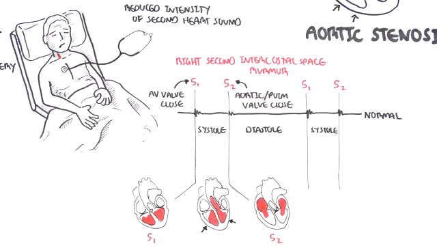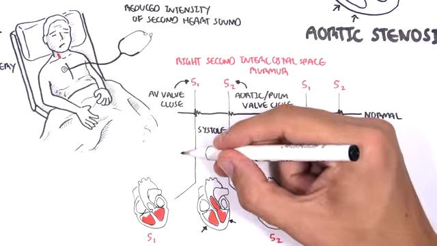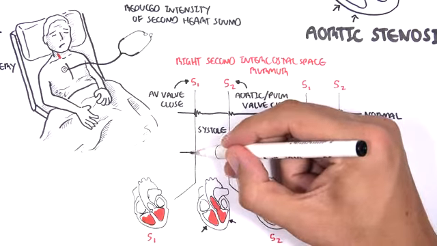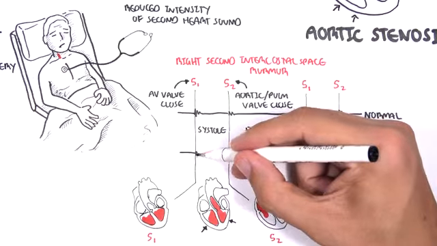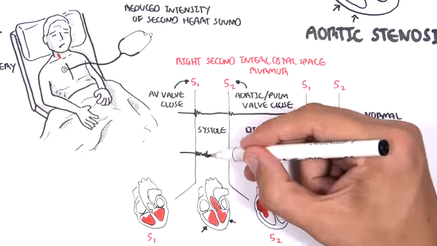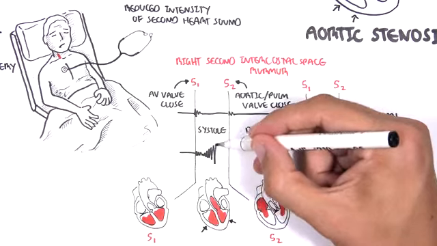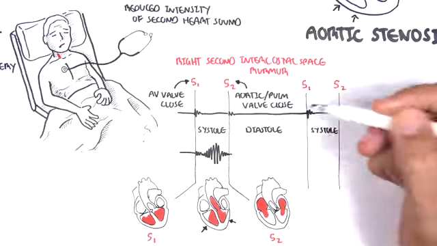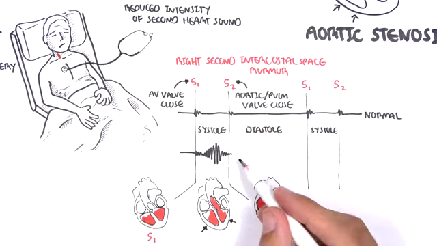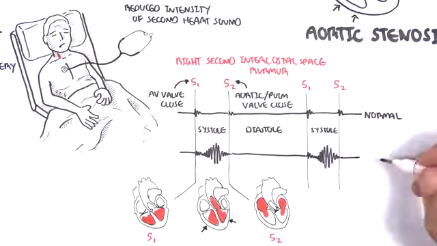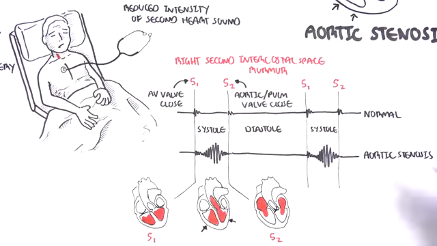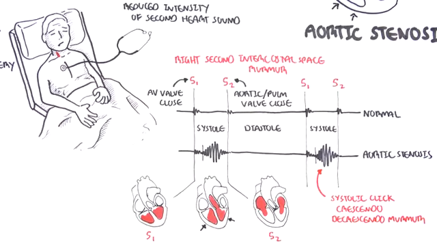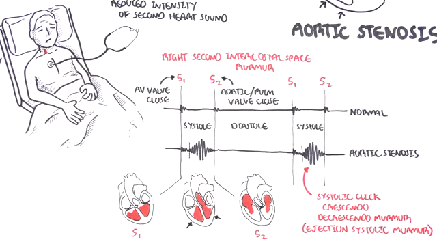In aortic stenosis, the murmur we hear begins at S1, when the atrioventricular valve closes, and then we hear the aortic valve open. The blood is being squeezed through the aortic valve slowly, and so we get this greater turbulent flow until the ventricles relax again and the aortic valve closes. We call the aortic stenosis murmur a systolic click crescendo decrescendo murmur, or ejection systolic murmur.